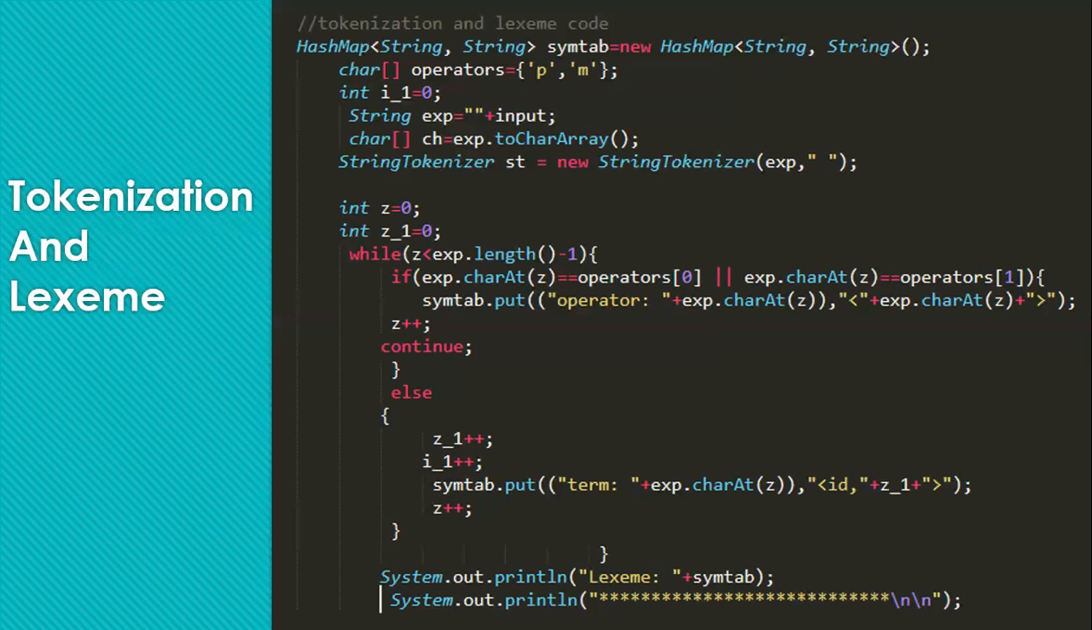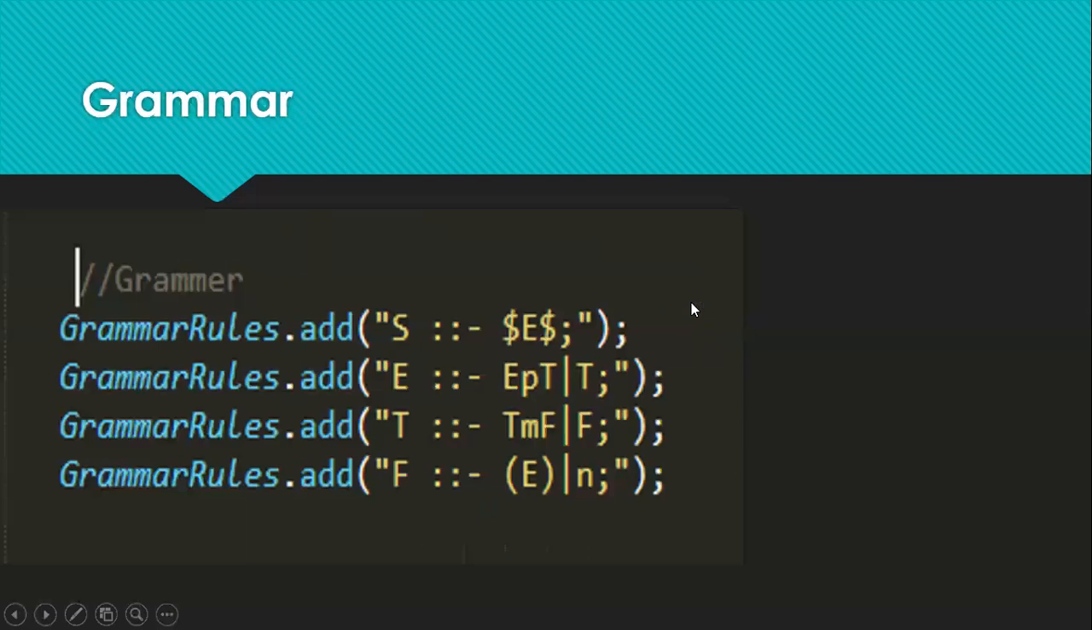So it will be treated as an operator, and if we don't come across an operator, obviously we will have the term. So it will jump into the else expression, and we will put that term in the symbol table, but this time we will put it with the string name term so that we can differentiate between operator and term. And at last we are printing the lexeme, as you can see, System.out.println lexeme symbol table.